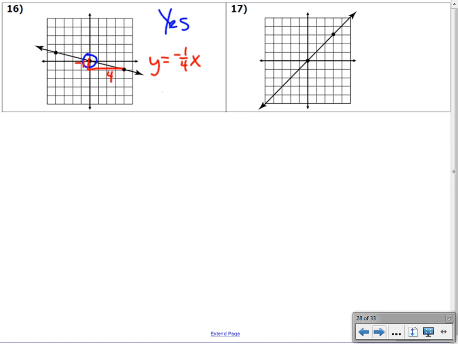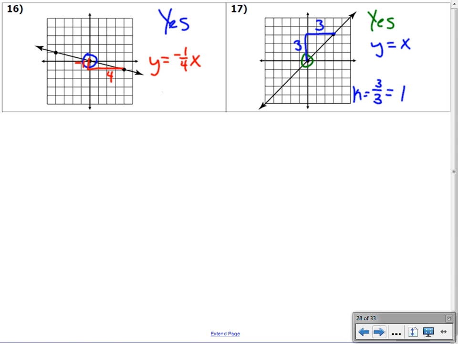All right, last one here. So yes, it's a direct variation because the y-intercept is at 0. To find the equation, I need to know my slope. So here we have to go up 3, right 3. But if we think about it, if I have k equals 3/3, that's really just 1. So our equation is y equals 1x, or really just x.